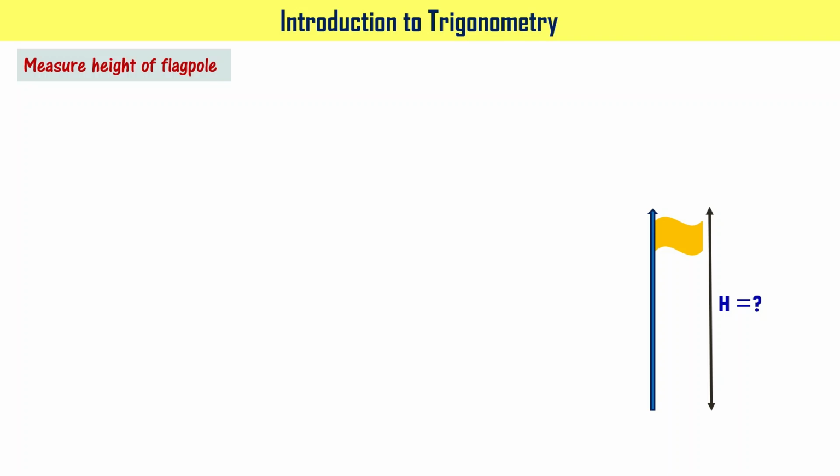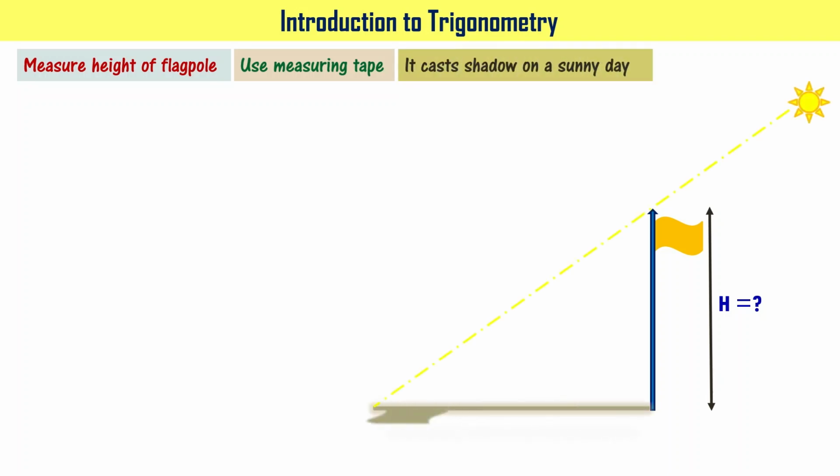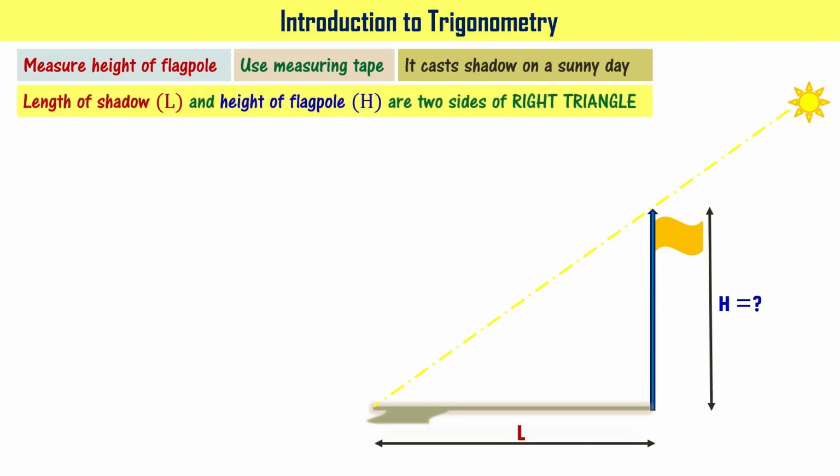You want to measure the height of a flagpole that is denoted using capital H here. One way to do it is you can use a measuring tape and climb the pole and get the measurement, right? Let's see another interesting way of doing it. We know that it casts a shadow on a sunny day, right? If I take the measure of the length of the shadow that is denoted using capital L here, then you say that length of shadow capital L and height of flagpole capital H are two sides of a right triangle. That looks like this, right?